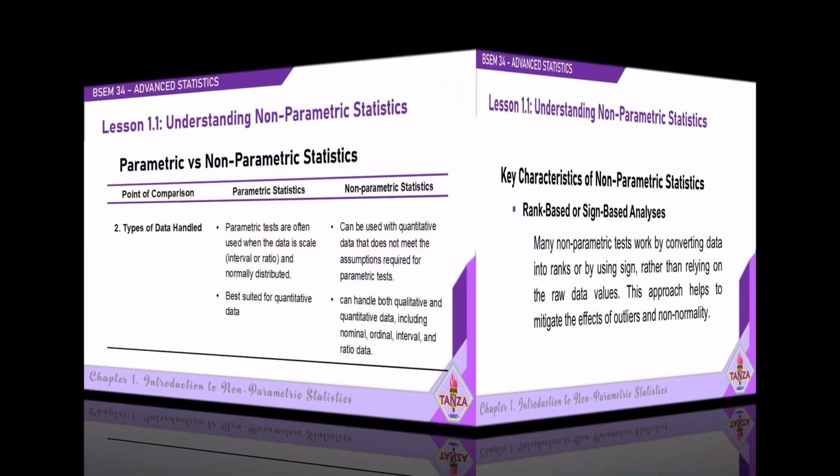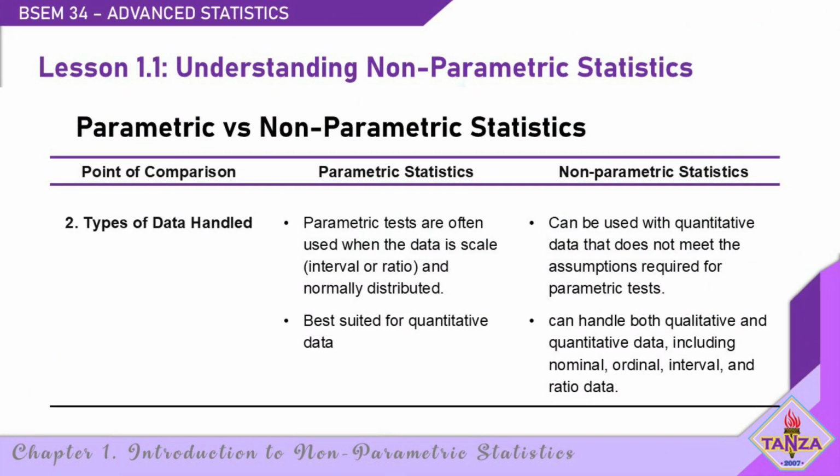Now let's continue comparing parametric and non-parametric statistics. This time, we're focusing on the types of data each method works best with. Point of comparison number 2, types of data handled. On the left, parametric statistics.